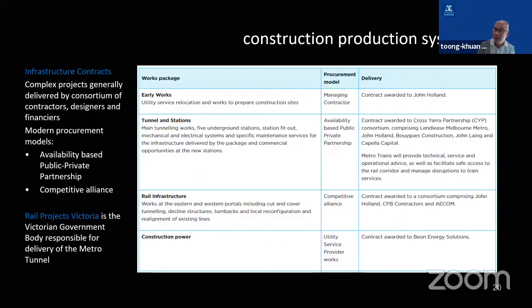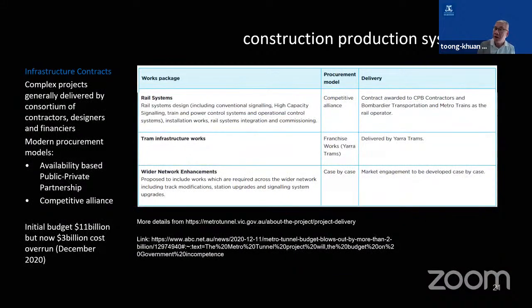And on the next slide, you have the railway system, your tram infrastructure works, and your network enhancements. All of these are let out under different contracts and different procurement methods. If you want more details, you can get onto the Metro Tunnel website. The link is given here.